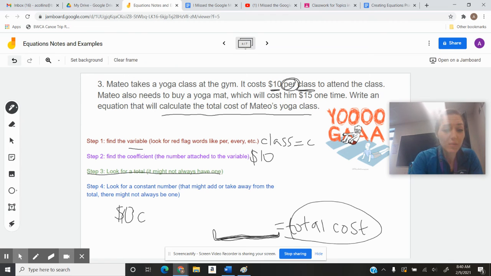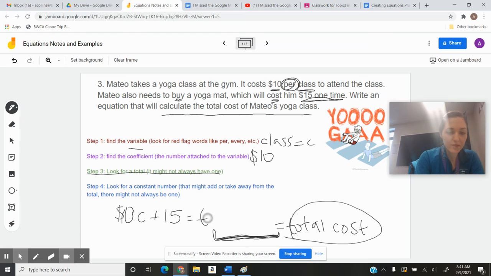If we keep reading our problem, it says he needs to buy a yoga mat, which will cost him $15. He just needs to buy that yoga mat or spend that $15 once, and then he could use it for each and every class that he takes. Okay, so this would be adding to his total cost, right? He has the cost per class, and then he has to spend another $15. So because he is adding to the cost, we're going to go ahead and put plus, and he's adding a total of $15 to his total cost because he has to buy a yoga mat one time, plus he has to pay $10 per class.